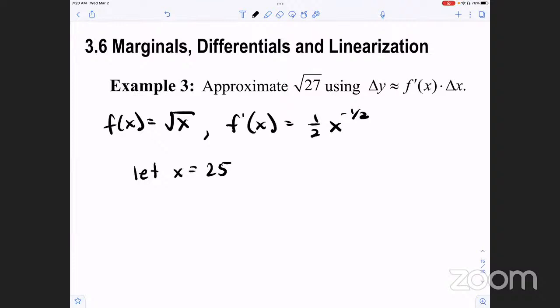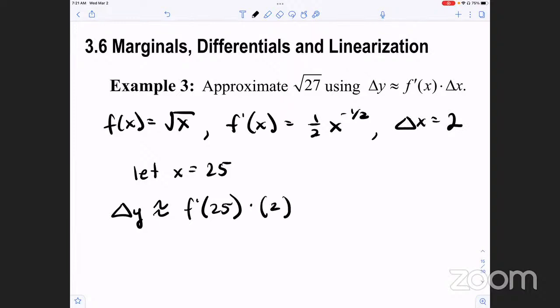Okay, so let's find delta y. Delta y should be approximately f prime of 25 times the change in x, which would be 2, because our x is 25 and we want when x is 27. So our delta x is 2 when we let x be 25. So we're going to say times 2. I think this is okay.